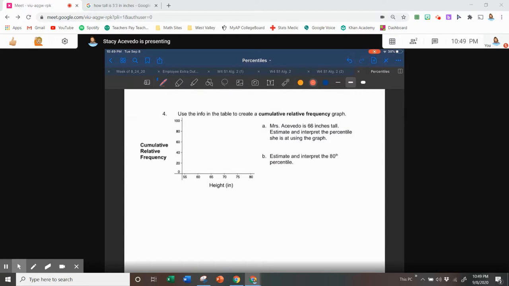So now for number 4, we're going to use the info in the table to create a cumulative relative frequency graph. So you can start by creating a histogram. So for the interval of 55 to 60, there's a frequency of 1. So 1's about there. For 60 to 65, there's 4.